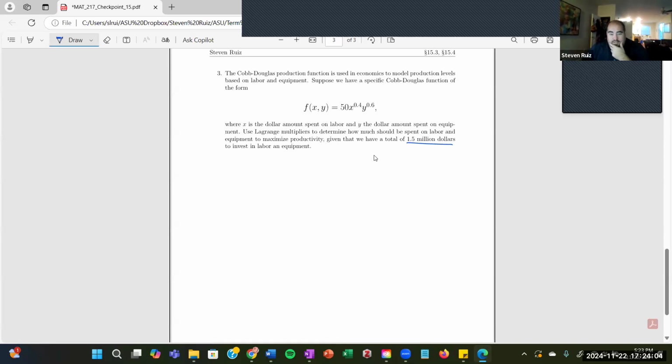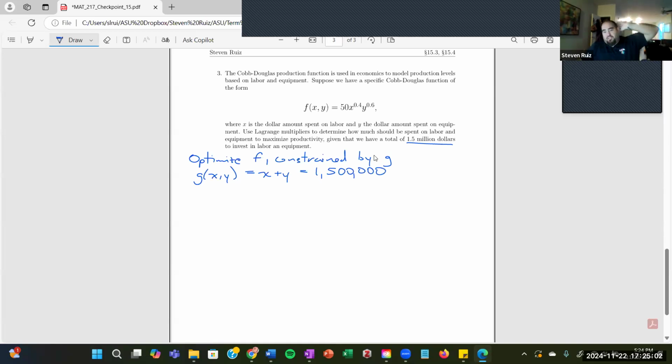So we want to optimize productivity. We want to optimize F, constrained by what? We'll call it G, but what is G? G is going to be this $1.5 million. That's the total spent on labor and equipment. Well, that's going to be x plus y, right? x is the dollar amount spent on labor. y is the dollar amount spent on equipment. So our constraint equation is G of x and y equals x plus y equal to 1,500,000.